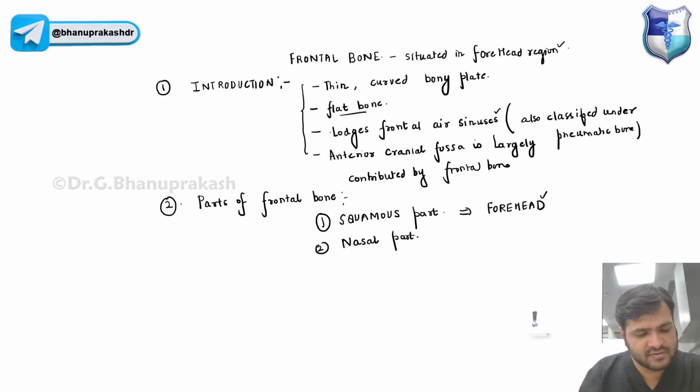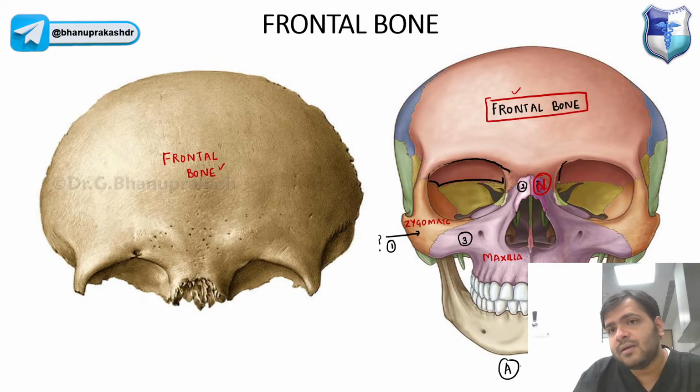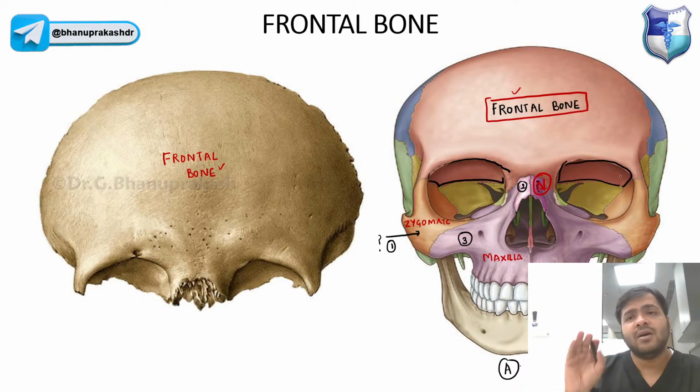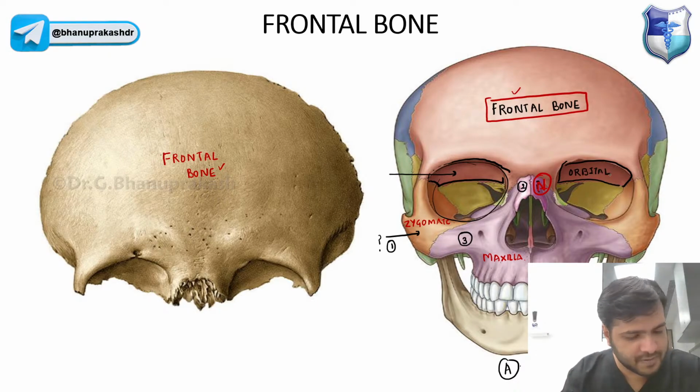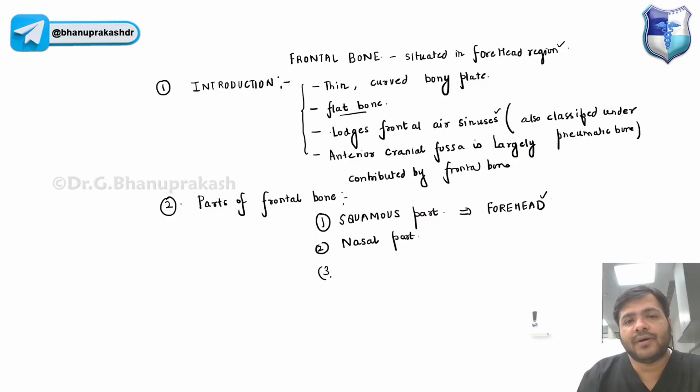Now guys, if you focus on this particular picture, this part which I'm highlighting is forming the orbit. This is the part of the frontal bone which is forming this particular orbit, so it is called the orbital part of the frontal bone. So the third one, remember guys, is the orbital part.